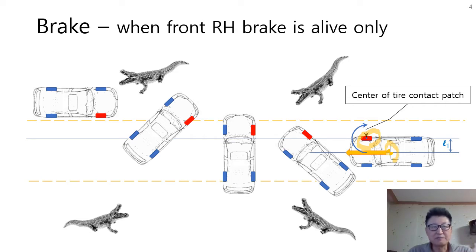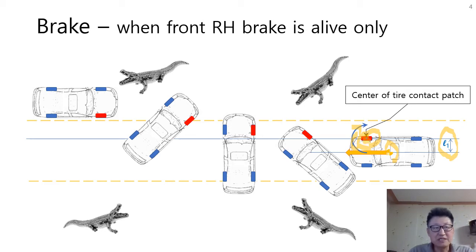At the braking, the front right wheel won't move because its brake is alive. Then the car weight produces a moment with the moment arm length L1. This moment tries to turn the car about the vertical pivot axis passing through the center of the front right tire contact patch here.